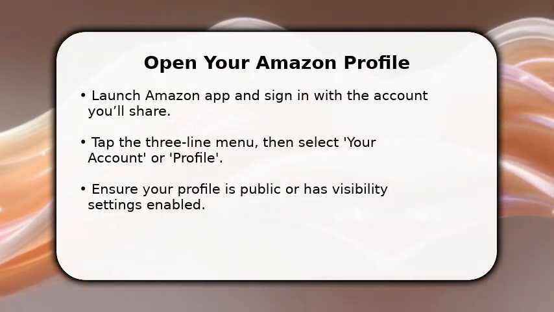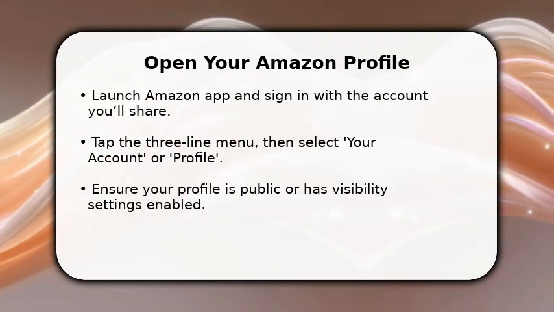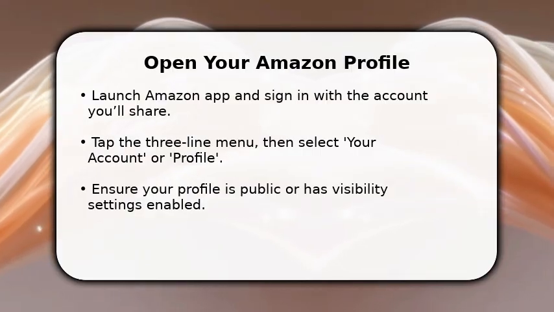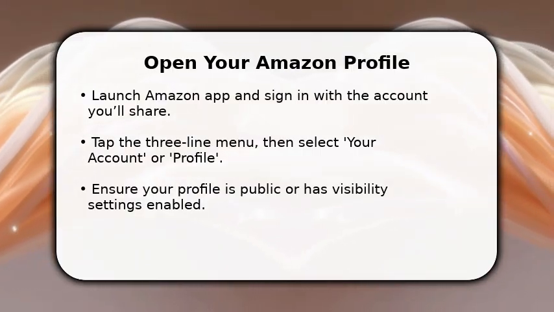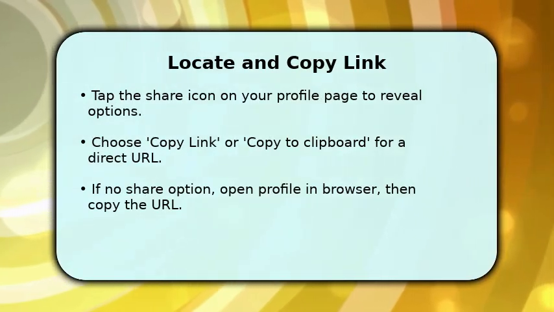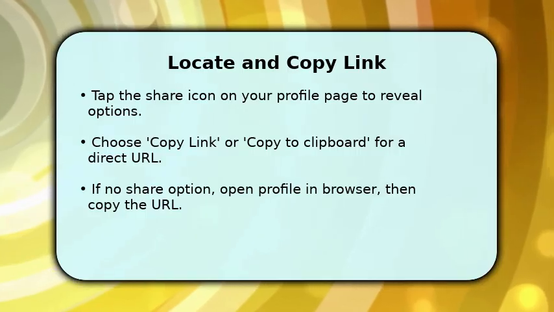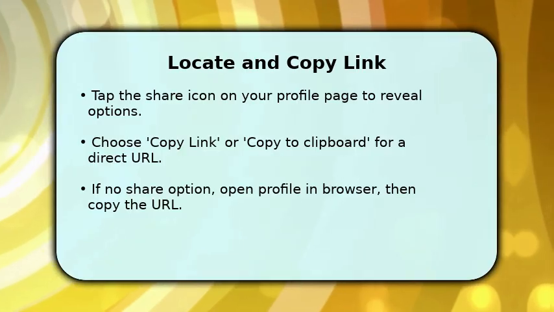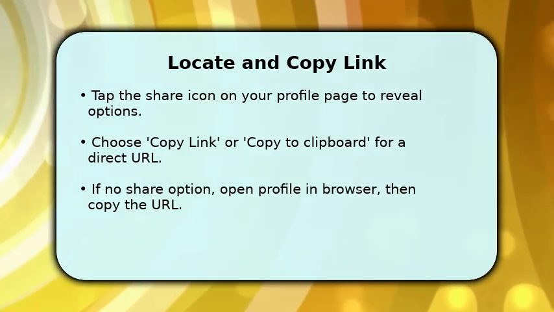Once done, scroll to the top of your profile to locate the share icon or the profile URL area. This is the first actionable step to capture the link. Now that you're on the profile, find the share icon, usually an arrow or 3 dots, and tap it. Choose Copy Link or Copy to Clipboard. That puts the exact profile URL on your device.